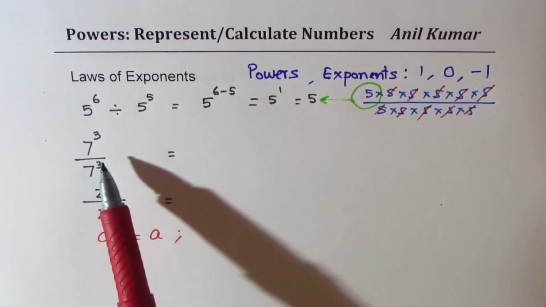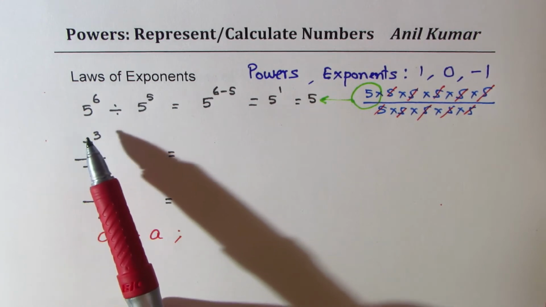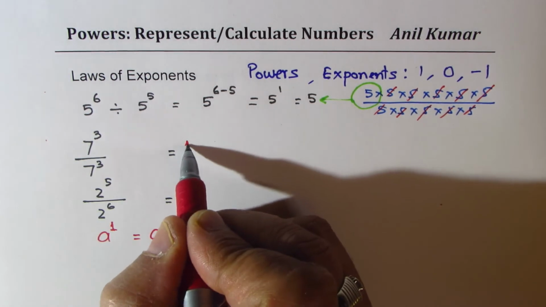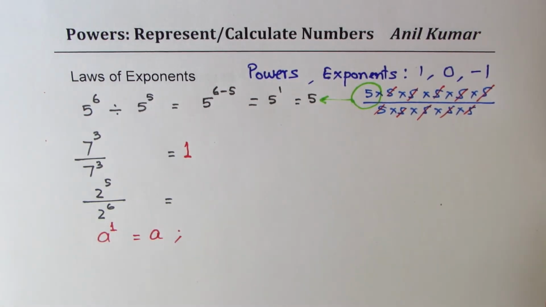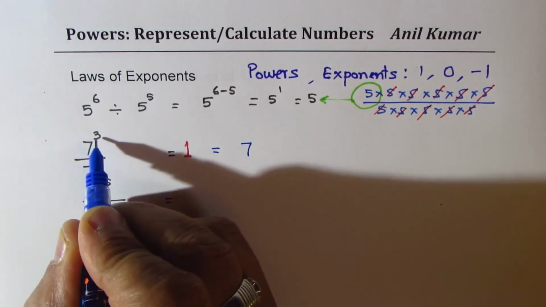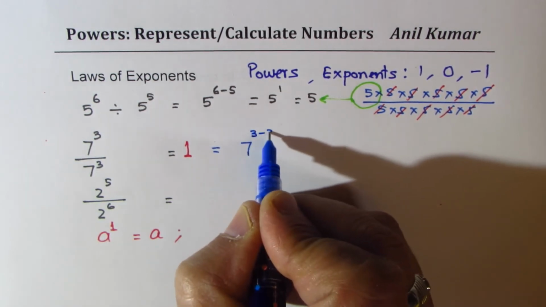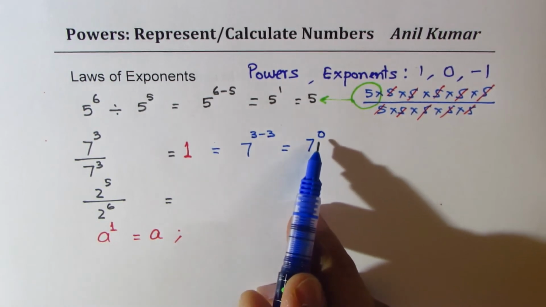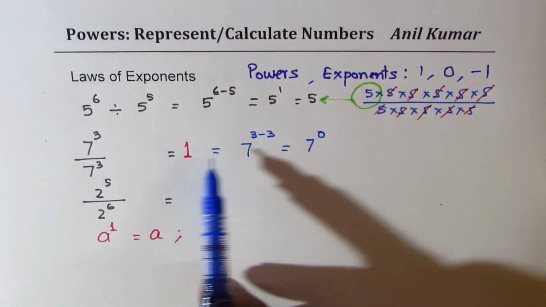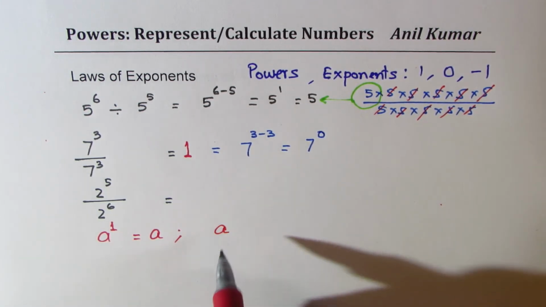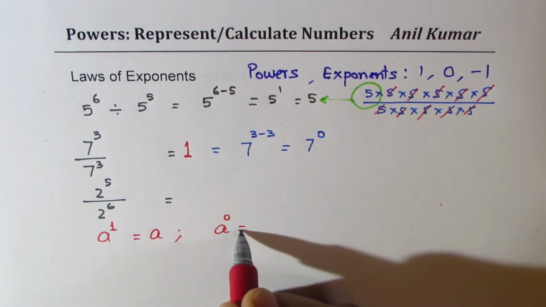Now what happens here? Well, we are dividing 7 to the power of 3 by 7 to the power of 3, and obviously the answer is 1. Correct. If I apply the rules, what do I get? I get 7 to the power of 3 minus 3, which is 7 to the power of 0. So that gives you an idea. Anything to the power of 0 is 1. So the rule here is anything to the power of 0 is equal to 1.